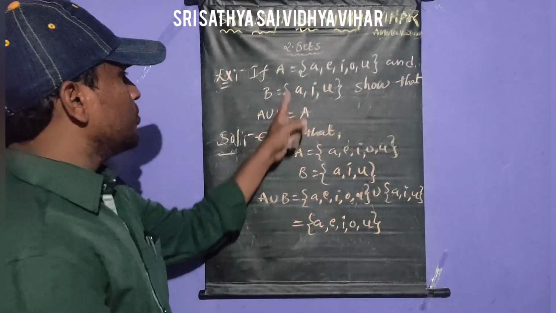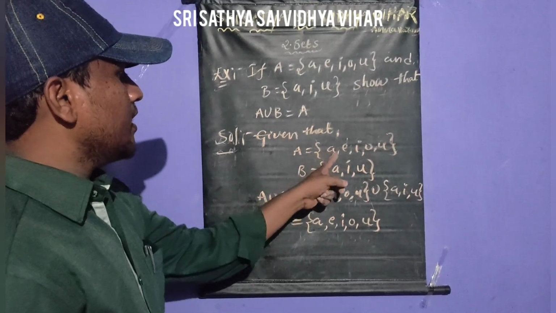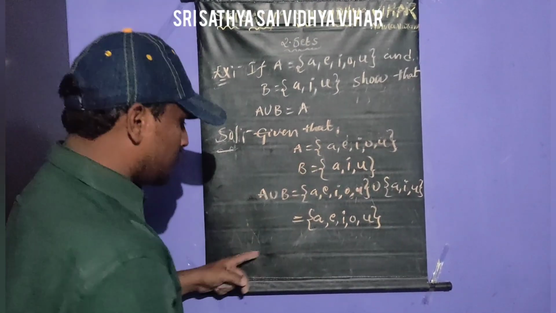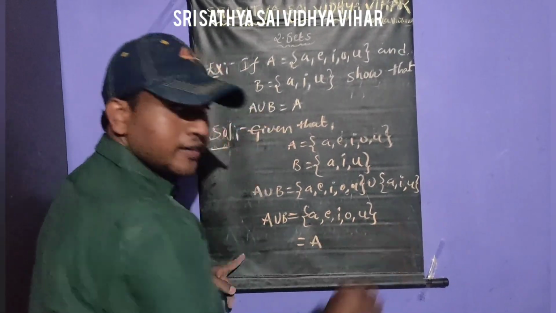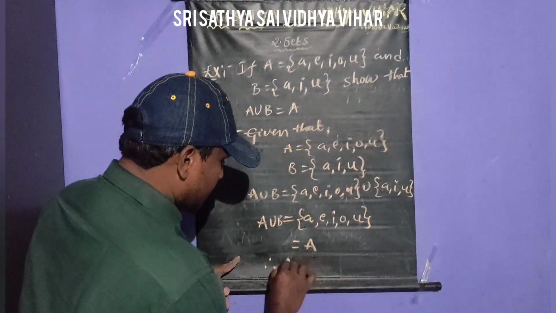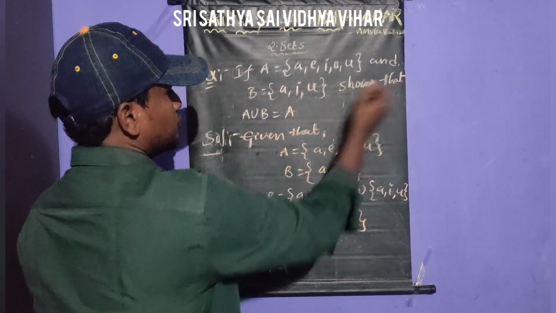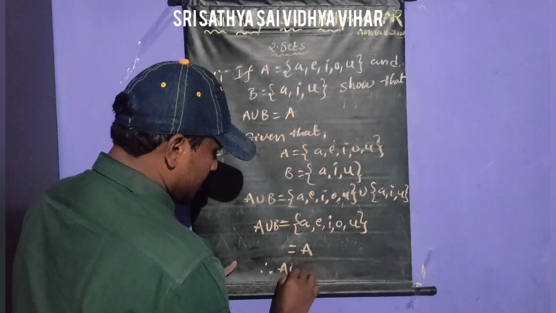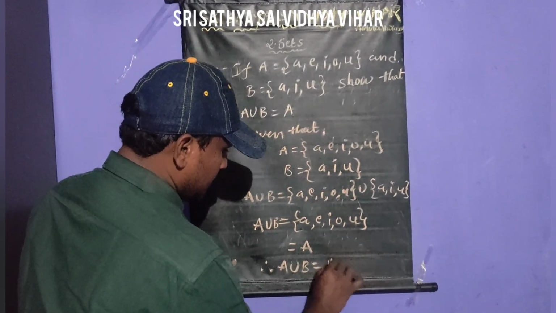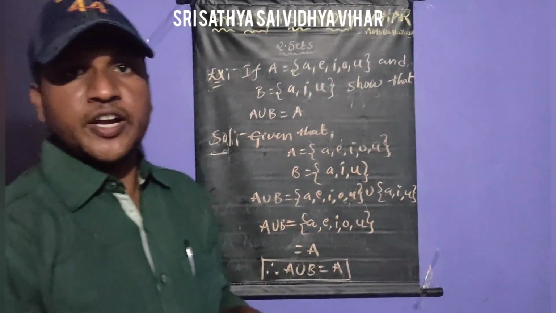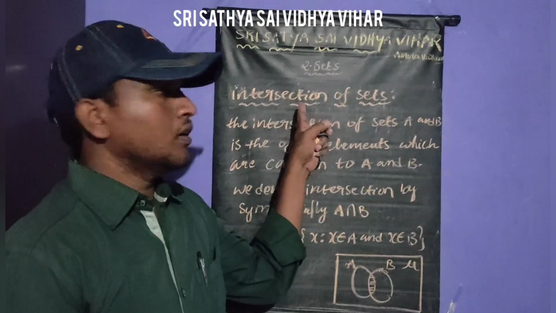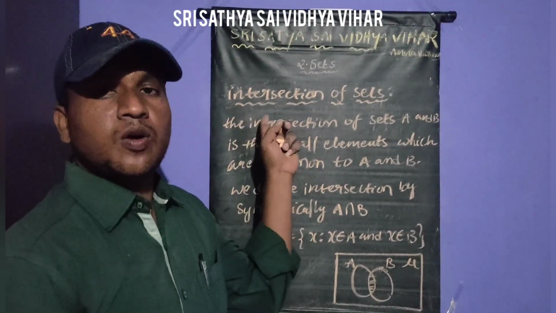A, E, I, O, U, what is given and already given, A, E, I, O, U in the set A. So A union B is equal to A. Therefore, what we have to show, what is the question, show that A union B is equal to A. Simple. Okay, understood?